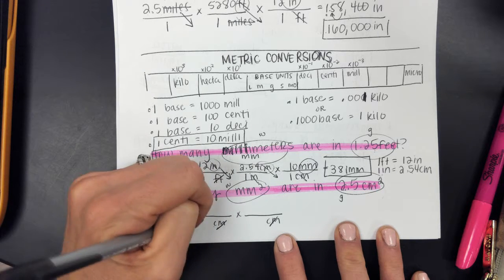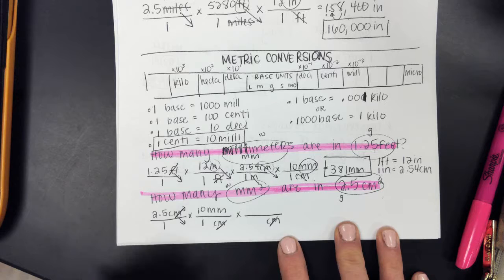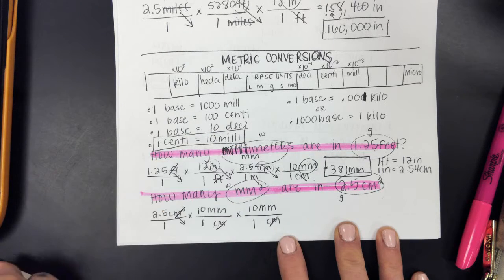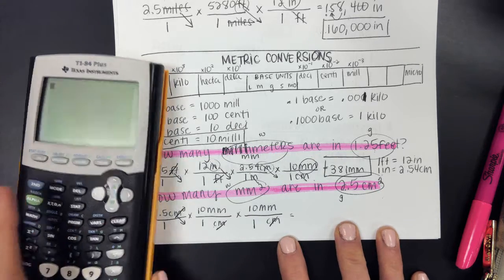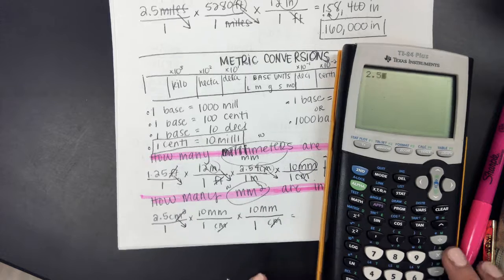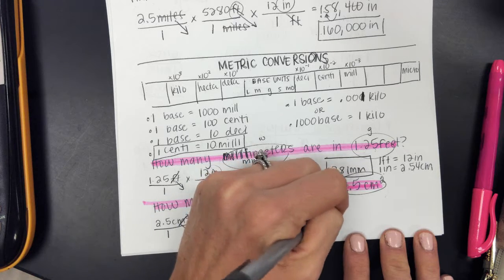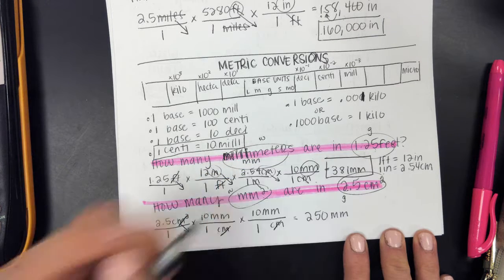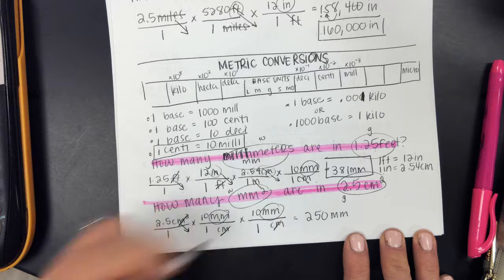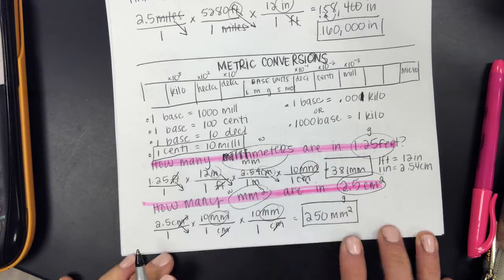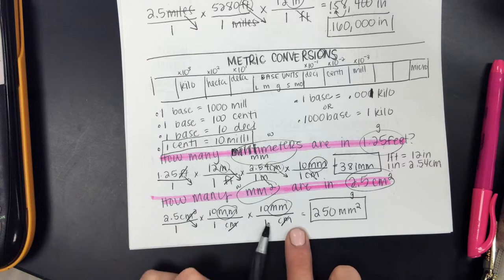So 1 centimeter is 10 millimeters. Same conversion, 1 centimeter is 10 millimeters, and then you do your math. I get 2.5 times 10 times 10. I'm not dividing by anything because it's just ones on the bottom. And I have 250 millimeters. Millimeters what? Squared.